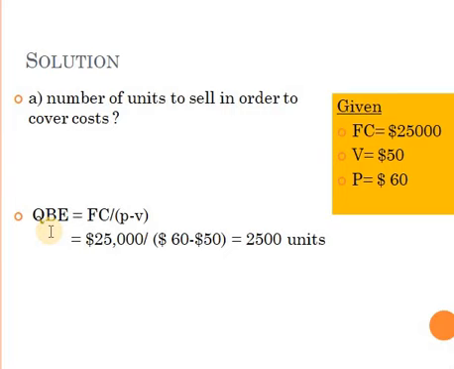So I just apply the formula for the quantity at break-even, which is the fixed cost over P minus V. So it is $25,000 over 60 minus 50. So it is 2,500 units. So I need to sell 2,500 units to break even.